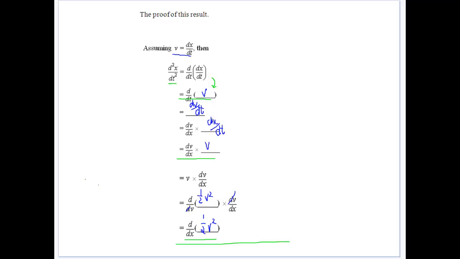Proof, and be able to put any of those into place and know how we get from acceleration down to d dx of a half v squared. And in our next video, we're going to look at how we start to use that in problems.